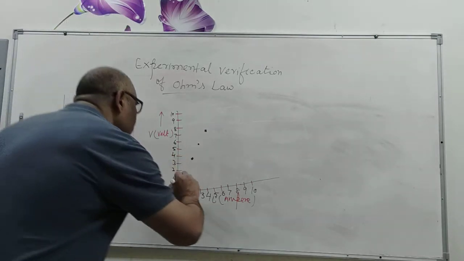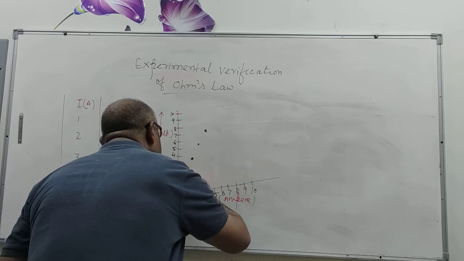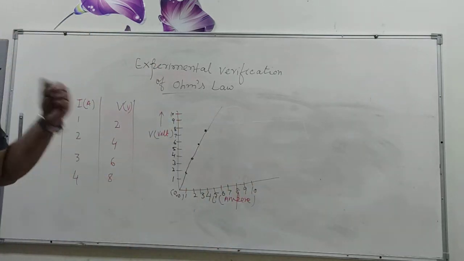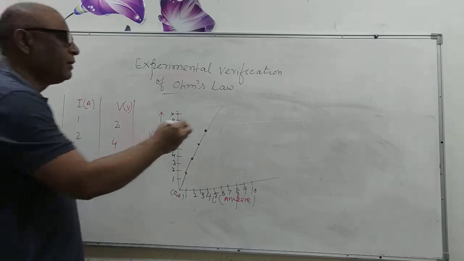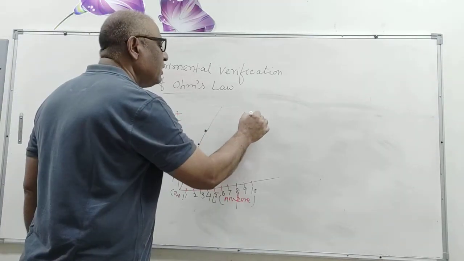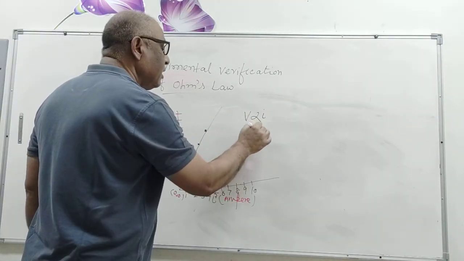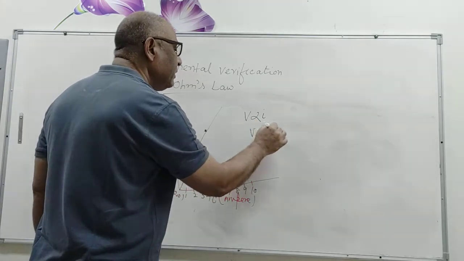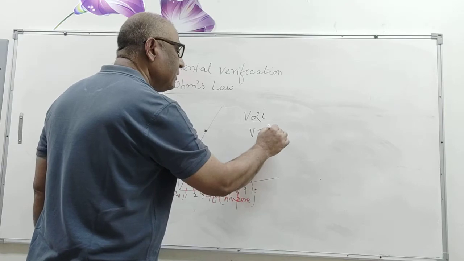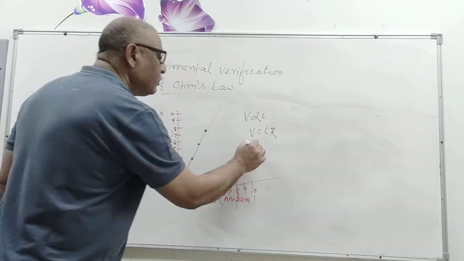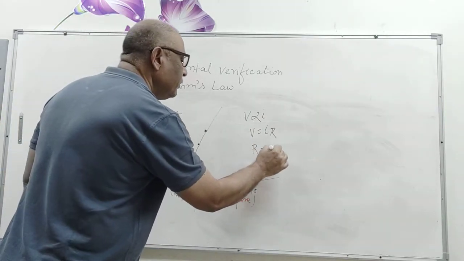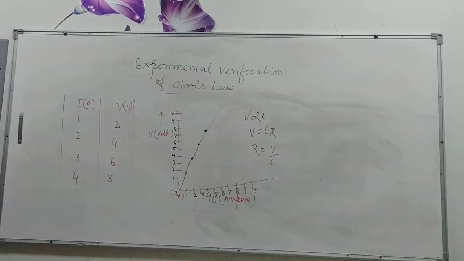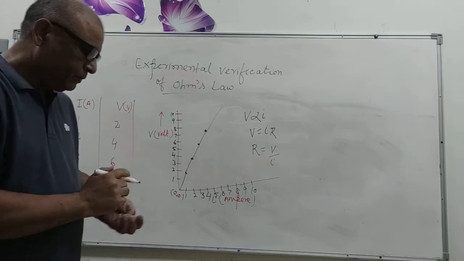Now draw this diagram. What you get is a straight line. And we know that V is proportional to I, and V equals I R, and R is equal to V upon I. So now this is the experimental verification of Ohm's law.